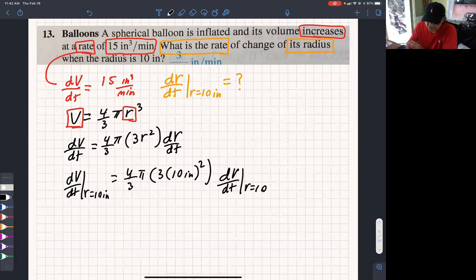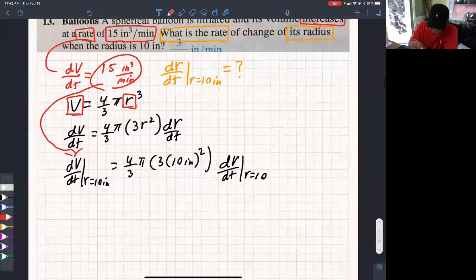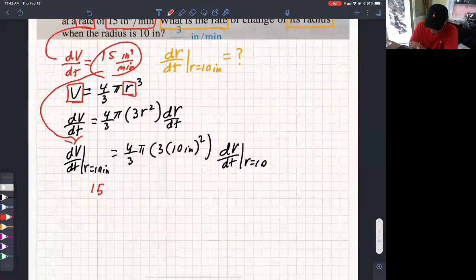Now let's plug in more information. We know dV/dt is 15. So we're going to take that 15 and plug it in for dV/dt. 15 cubic inches per minute. And I'm going to multiply some of this out. So this 3 cancels. Oh, wait. Yeah, we're good. I thought I messed up. It cancels that 3. And then we're left with 4 and 10 squared. The 10 squared is 100. So that's going to be 400 pi. And it's going to be square inches because it's inches squared.